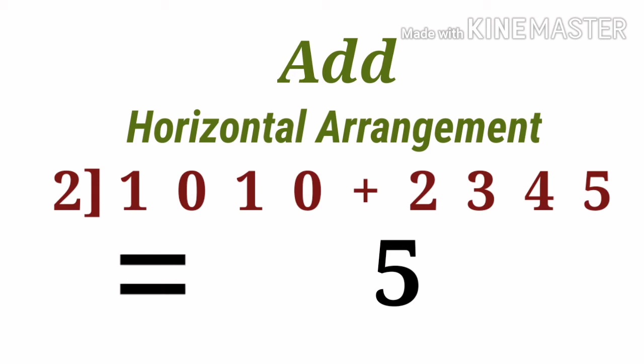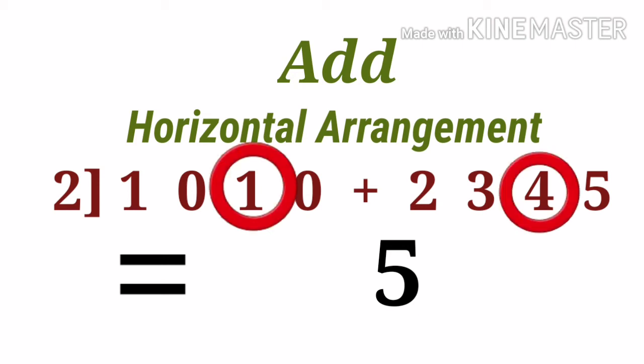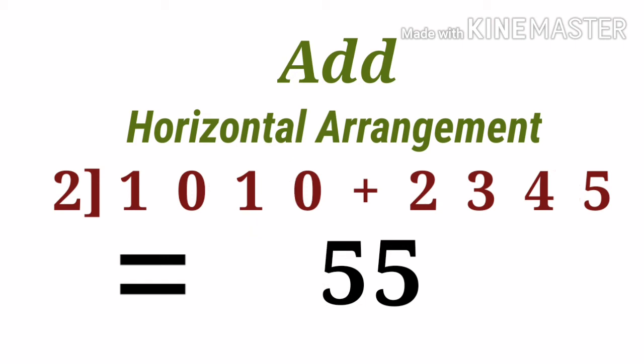Now look at tens place. Which numbers are in tens place? 1 and 4. Let's add 1 and 4. What will be 1 plus 4? 5. Write 5 in tens place in your answer.